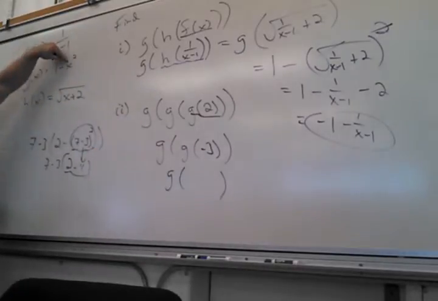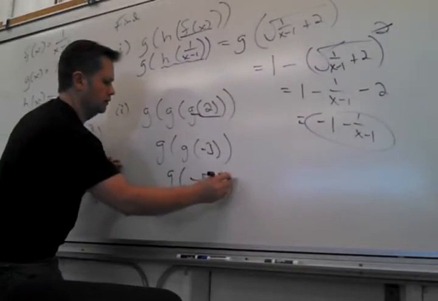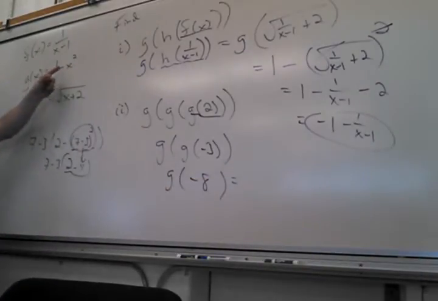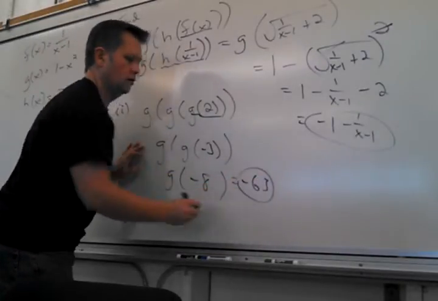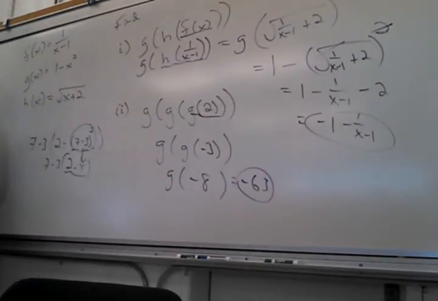Negative 3. What's g of negative 3? Negative 8. 1 minus 9, negative 8. And what's g of negative 8? Negative 63. 1 minus 64, so negative 63. Okay. 1 minus 4 squared. Forgetting this.